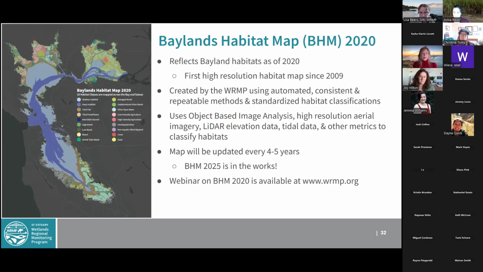So in the development of this, we used object-based image analysis and high-resolution aerial imagery, or NAIP. We used elevation data created through acquisition of LiDAR data and other metrics to classify our habitats. And so our goal is to update this every 4 to 5 years, and we are currently about to start working on the BHM 2025, so stay tuned for more information on that. And we also have another WRMP webinar about the Baylands Habitat Map that is available on our website.